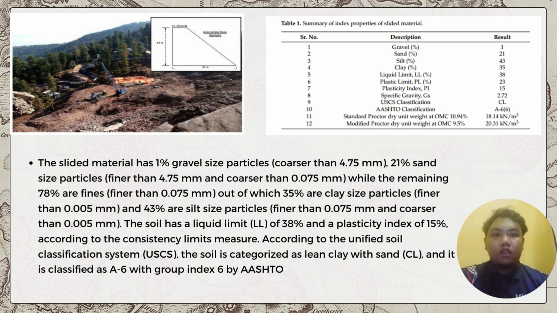The soil has a liquid limit of 38% and a plasticity index of 15% according to the consistency limits measured. According to the Unified Soil Classification System, USCS, the soil is categorized as lean clay with sand, and it is classified as A-6 with group index 6 by AASHTO.